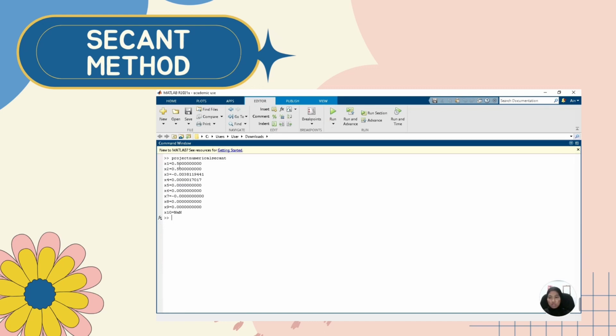The x1 equal to 0.5, x2 equal to 0.5, x3 equal to negative 0.0038, x4 equal to 0.0000017. From x5 until x9 we get 0. Meanwhile for x10 we get none. If you see the manual calculation result and the MATLAB result, it's a little bit different because there is an error in our coding. That's all from me. Thank you.